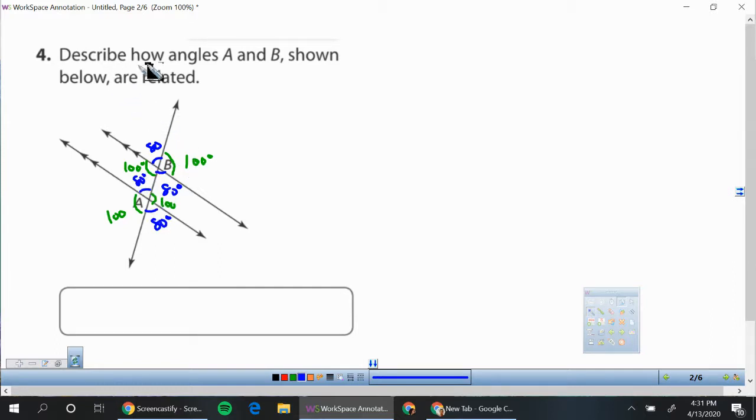So describe how angles A and B shown below are related? Well, angle B is 100 and angle A is 100. Not exactly, this is just a number that I made up, right? But it's just to show an example.